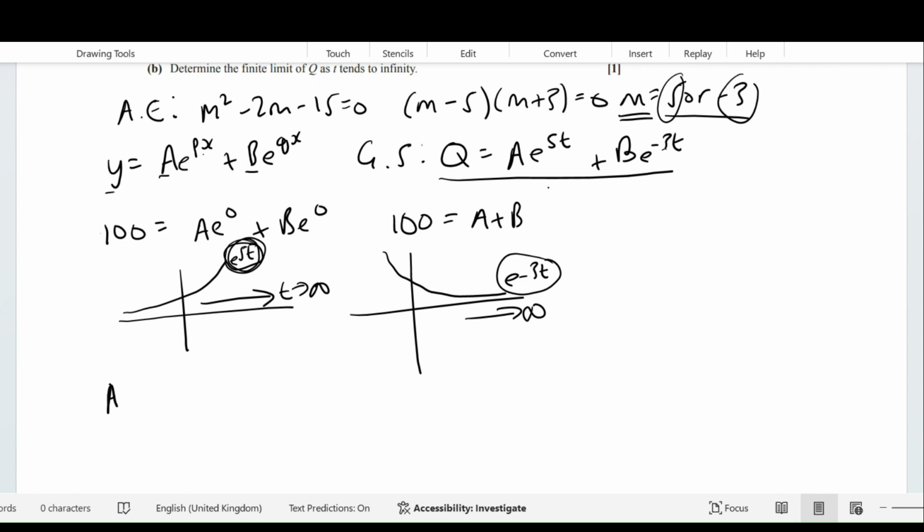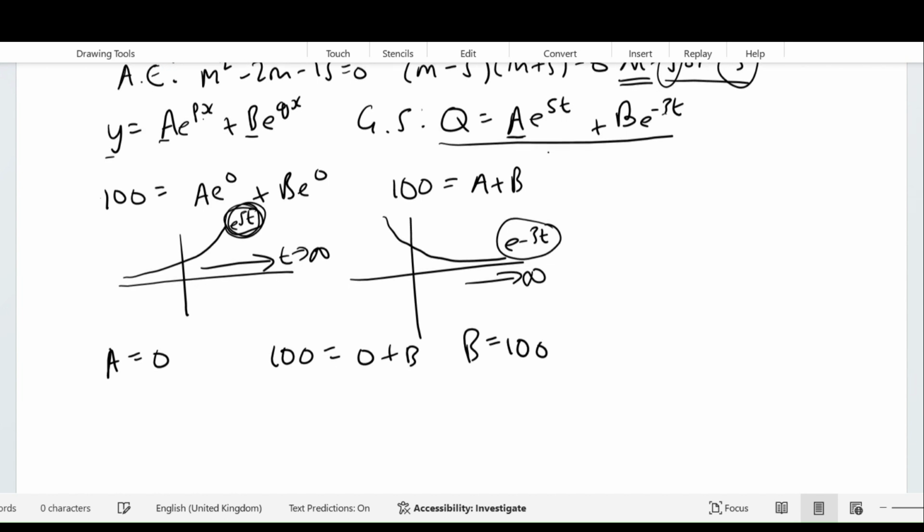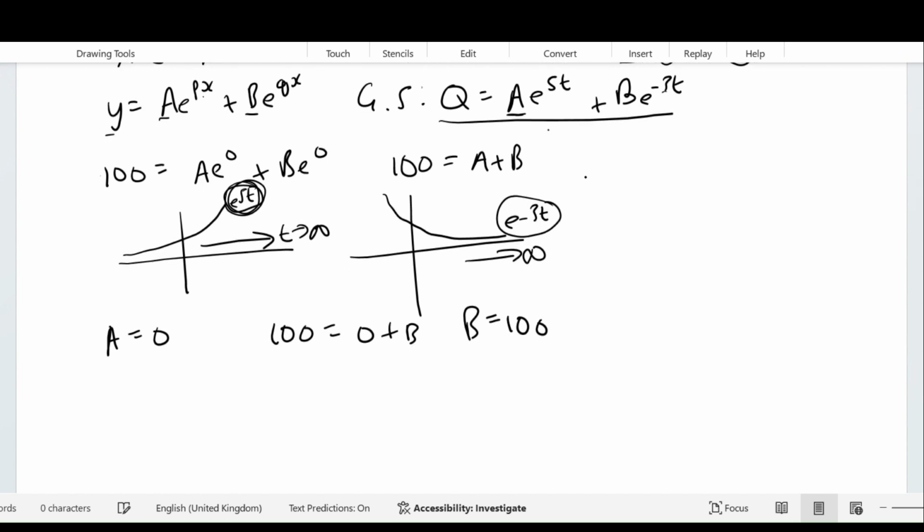So basically what we can say is a is equal to 0, because we don't have any part of e to the 5t in our final solution, otherwise it wouldn't tend to a final limit. So now we can solve our simultaneous equation and say 100 equals 0 plus b, so b is equal to 100, and then we have our particular solution, which is q is equal to 100 e to the minus 3t.